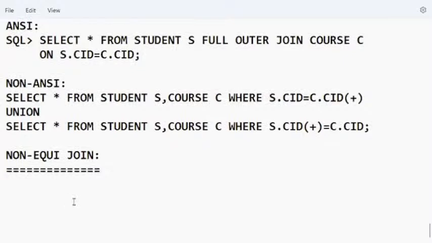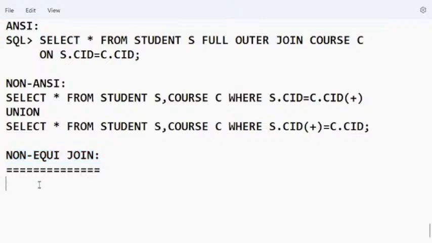Okay, so equi-join is joining the tables based on the equal operator. Non-equi join is defined as retrieving data from multiple tables based on any condition except an equal condition. You can use any condition like less than, greater than, less than or equals to, greater than or equals to, between operator, and operator, or operator, not equals to operator. Any operator you can use for joining, but don't use the equal operator.